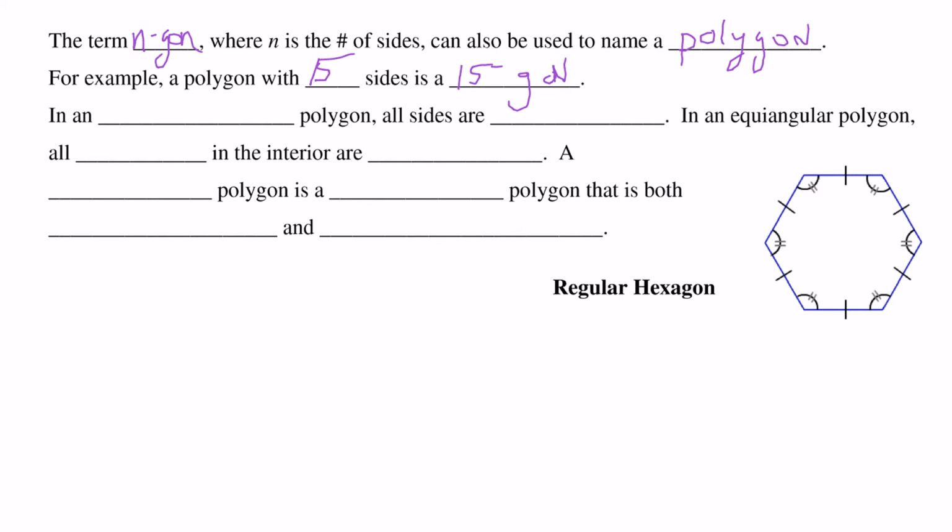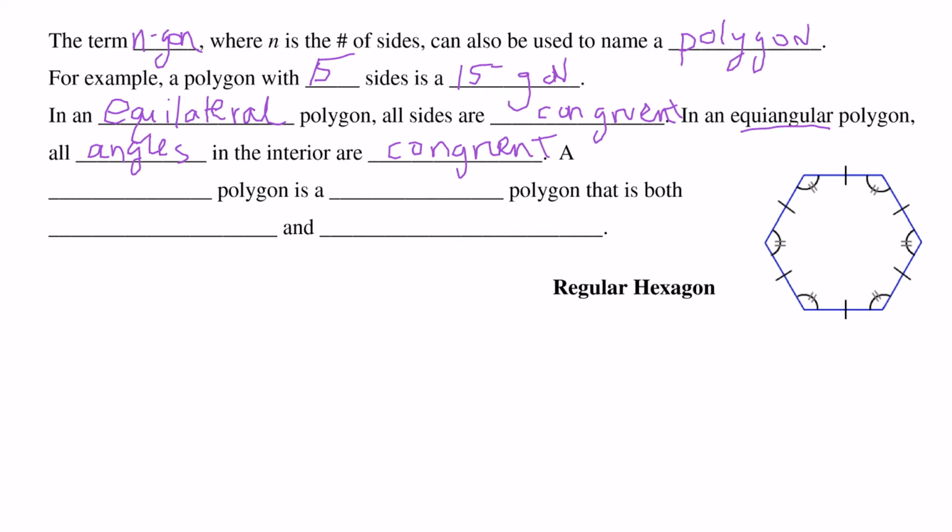So in an equilateral polygon, all sides are going to be congruent, just like an equilateral triangle. In an equiangular polygon, all the angles that are inside your polygon are going to be congruent. So notice not the exterior, it is the interior angles. And we'll talk about exterior angles later.